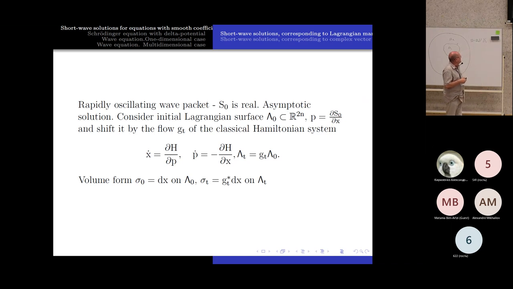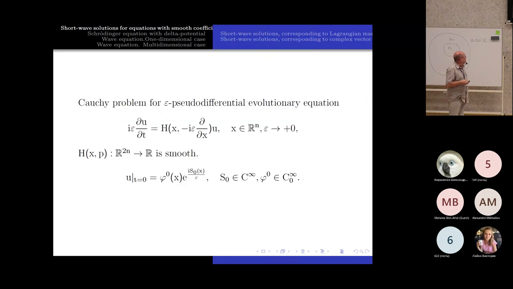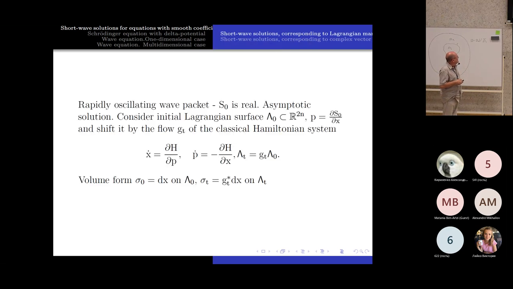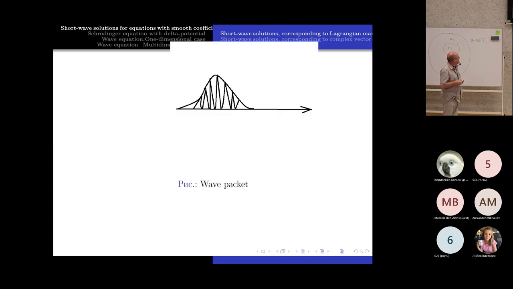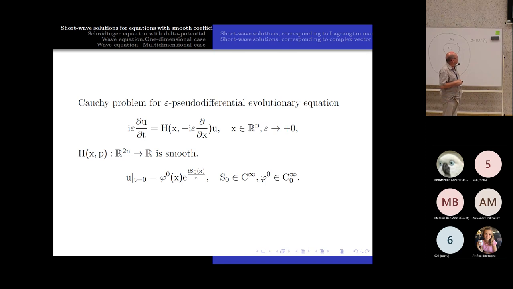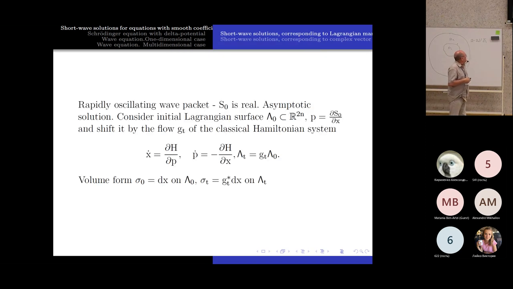How to compute the asymptotics? So if this function is real, then we have to do the following. We have to consider the initial Lagrangian surface in classical phase space. In the space R^2n with coordinates x and p, we have to consider the Lagrangian surface, which is defined by this equation. To be more concrete, we have to consider not the complete surface, but the part of this surface over the support of this function phi naught. Okay. And then we have to shift the surface by the phase flow of the classical Hamiltonian system.